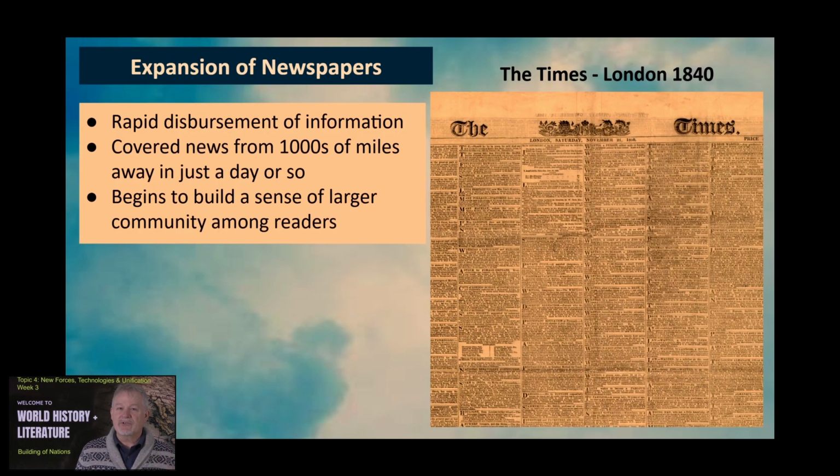There's also the expansion of newspapers. This is a picture of the Times in London, 1840. This is the front page, believe it or not. It doesn't look like our front pages. Our front pages have all of the biggest news stories from around the world, the highlights and the big headlines. This would be a common newspaper front page. It covers news from thousands of miles away in just a day or so. Telegram, right? You could get information. People can report news that's taking place thousands of miles away and bring it to your doorstep. And this begins to build that sense of larger community among the readers.